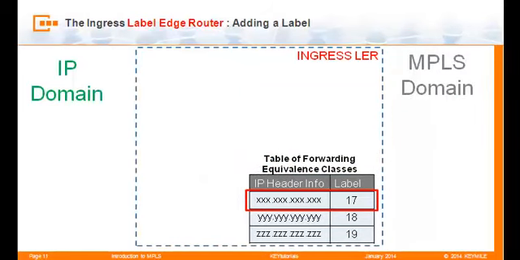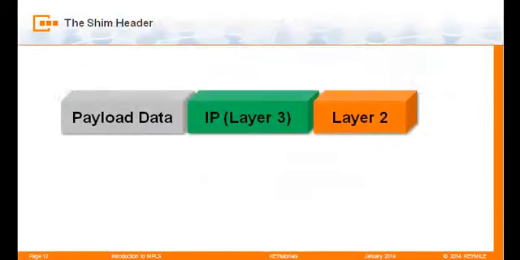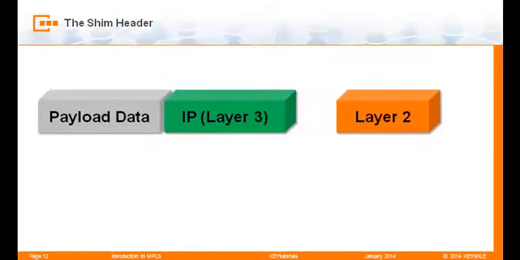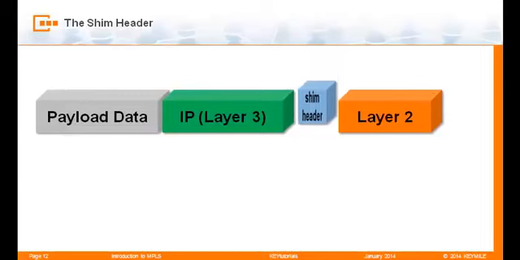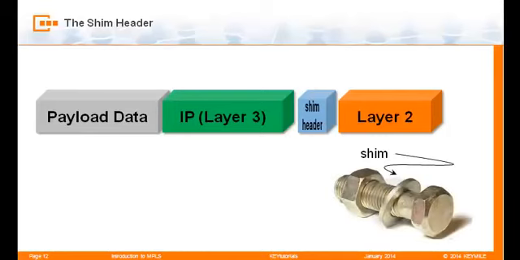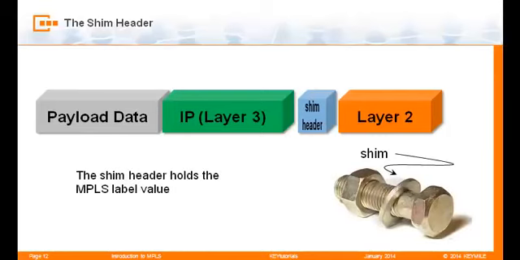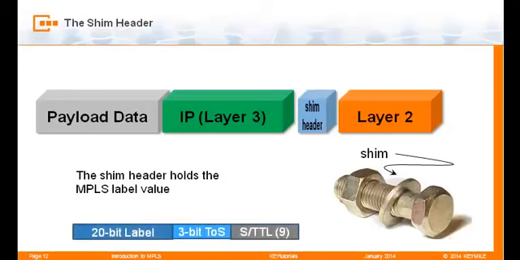Now this label is actually held in a special header called a shim header. A shim is just another word for a thin spacer, like a metal washer, and it's inserted between the layer 2 and the layer 3 headers of the IP packet. The full format of the shim header is shown in the diagram here.